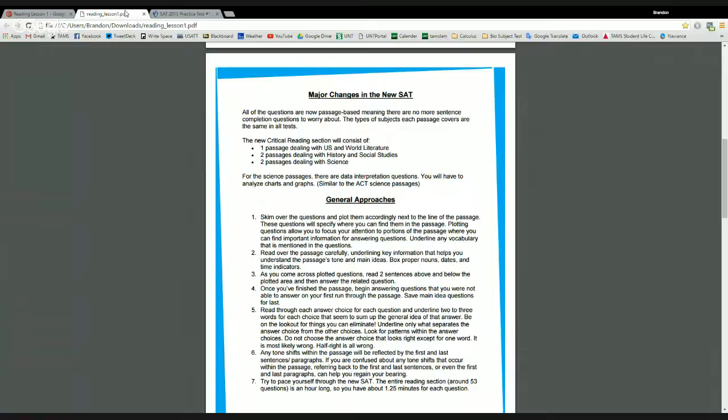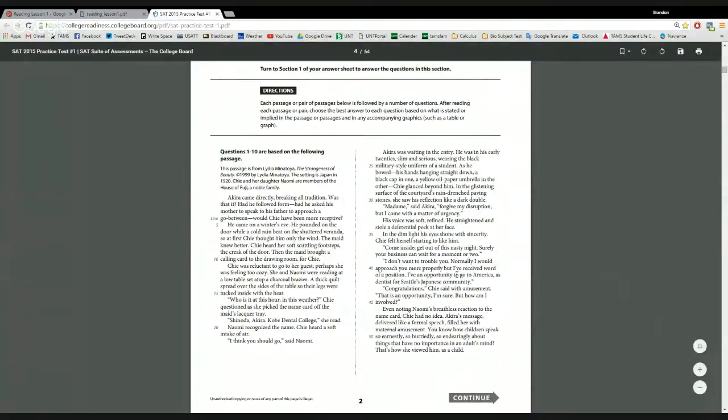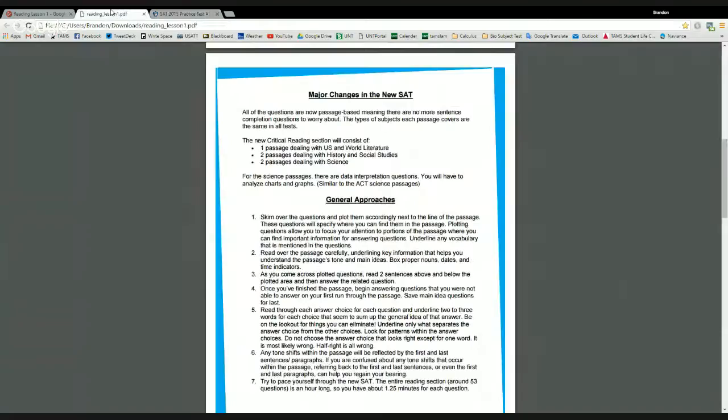As you come across plotted questions, read two sentences above and below, and then answer the related questions. So, like, let's say one of the questions said, "Go to line 10," right? You don't only want to read the sentence in line 10. You also want to read a little bit above and below to make sure you get the general context of line 10 or any line they give you.